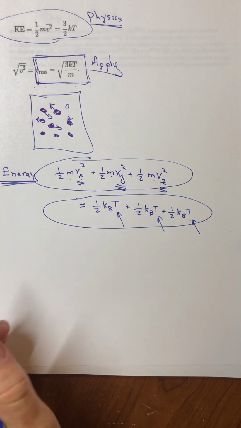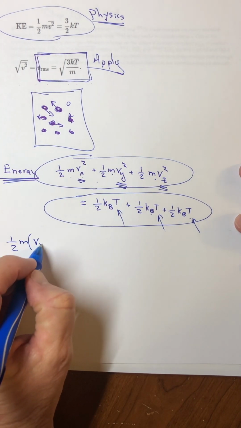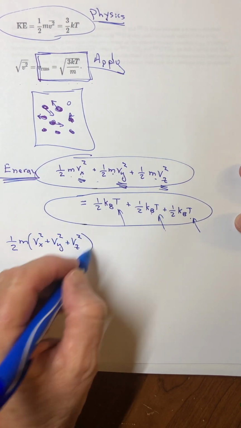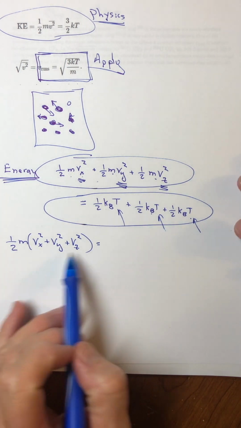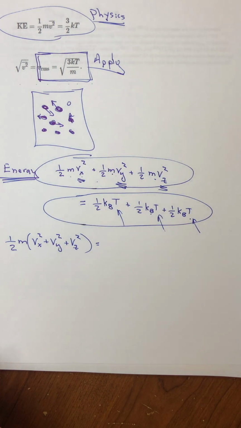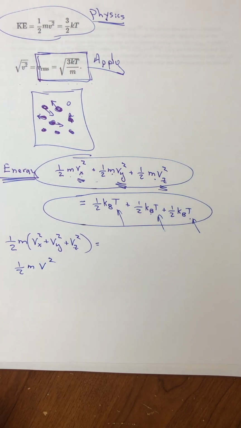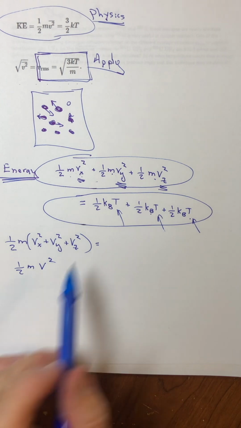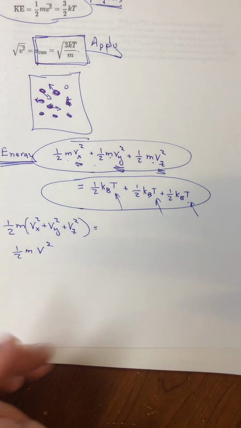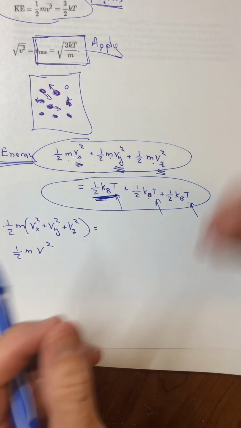If you put this thinking together, you can see that this first term becomes 1/2 m, and then you have the velocity squared in the x direction, the velocity squared in the y direction, and the velocity squared in the z direction. And this is just the 3-dimensional version of the Pythagorean theorem. So this is just velocity squared. The whole velocity is made out of an x part and a y part and a z part.